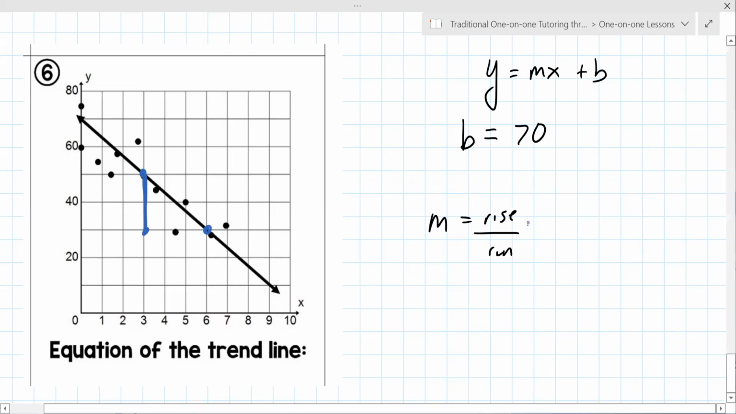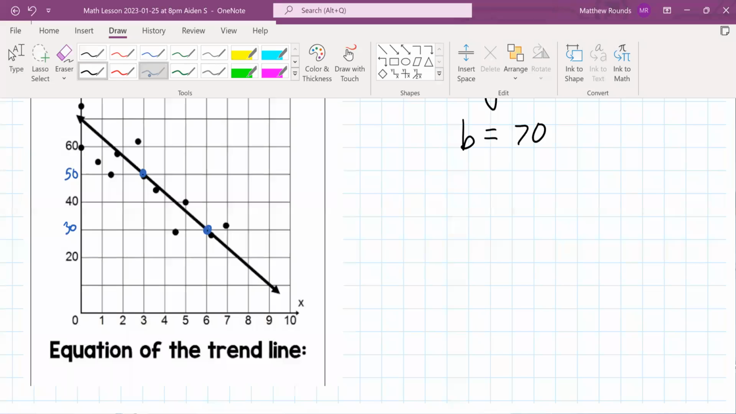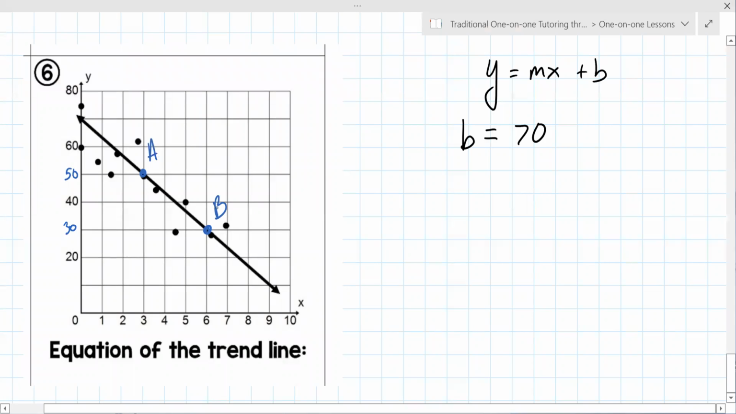How much down am I going? 2 grids, but how many units is that? You go from 50 to 30. Is that confusing? Okay, well, let's not do that then. Let's use the points. I appreciate you saying that. If it's unclear, say, hey, Matthew, I don't get it. Don't do it that way. Let's do the points. Give me the points for A and B, please.